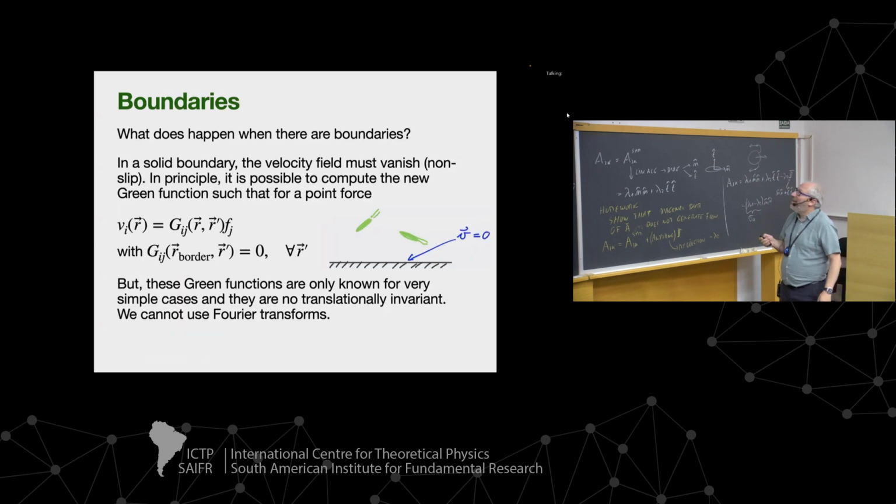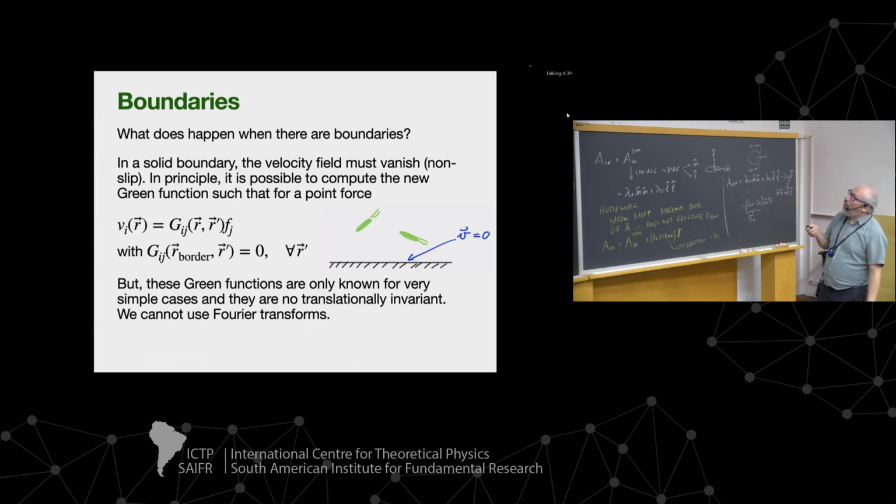Boundaries. I'm going to be very short on this. What do you do when you have boundaries? There are other kinds of boundaries besides a solid boundary. We were seeing yesterday a boundary that is not really a solid boundary, but a membrane, a capsule. Or you can have fluid interfaces, fluid-air interfaces. I'll just take solid boundaries, to be concrete and to finish today.